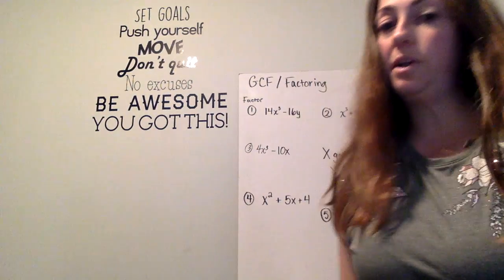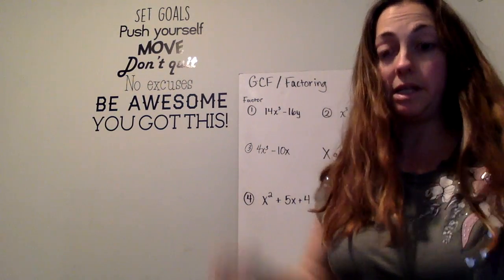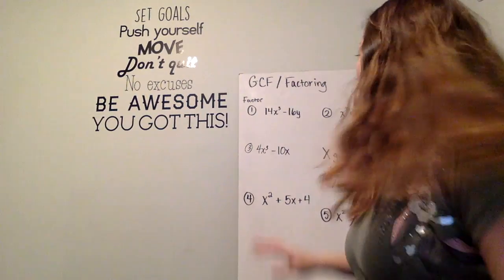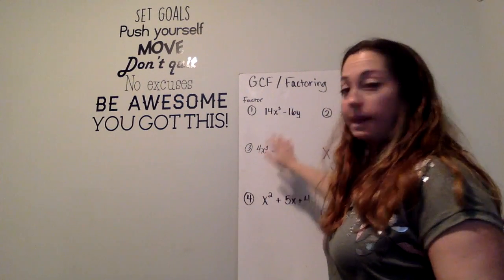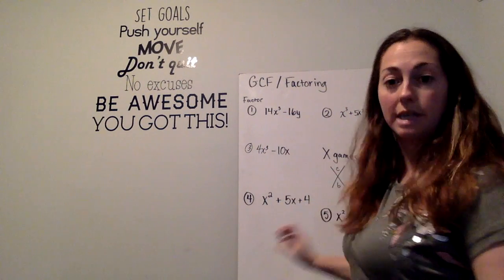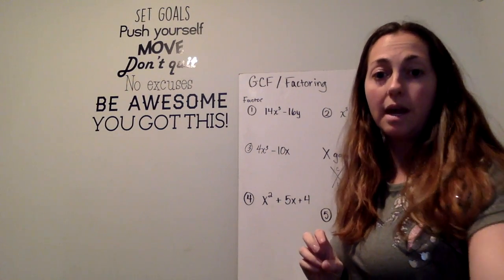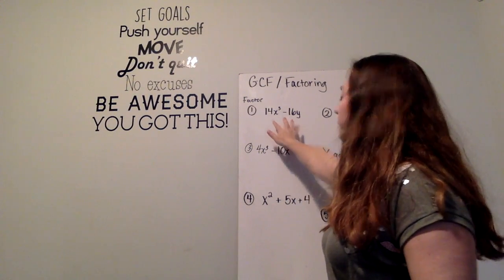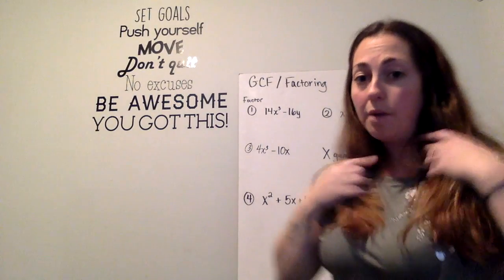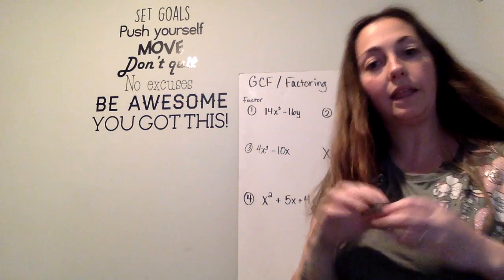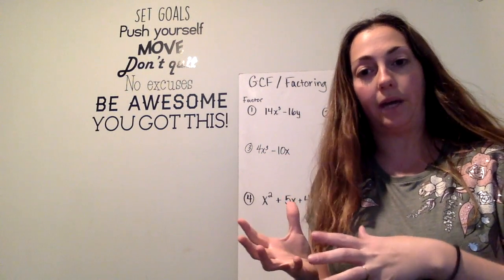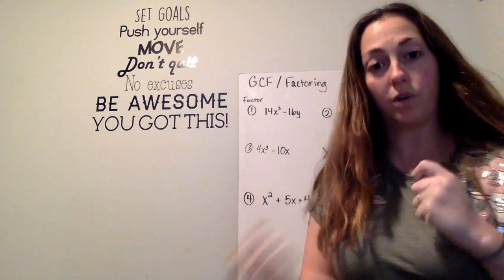Good morning. Today we're going to talk about GCF, which is the greatest common factor, and factoring. We're going to have problems that are binomials and trinomials and all different kinds of polynomials. And I wanted to show you how to factor each and every one, which I want to remind you is basically like the opposite of distributive property. So distributive property is your nice check.